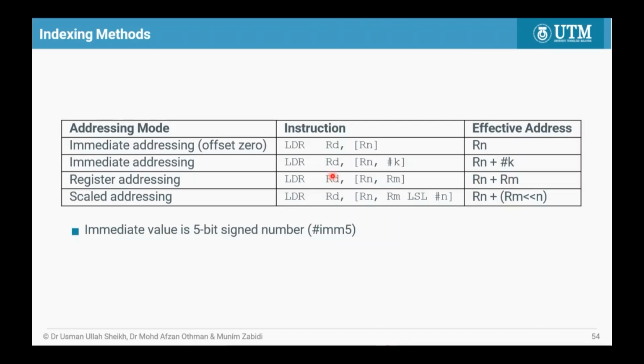And last but not least is the scale addressing. The scale addressing is LDR Rd, [Rn, Rm, LSL #N]. What happened here is you need to do a data shifting first for your Rm, either shifting to the right or shifting to the left, depending on this operation here. Once you get the shifted data from Rm, then you add it to your Rn. Then you will get the effective address. Once you get the effective address, go to the address and load it to your Rd.